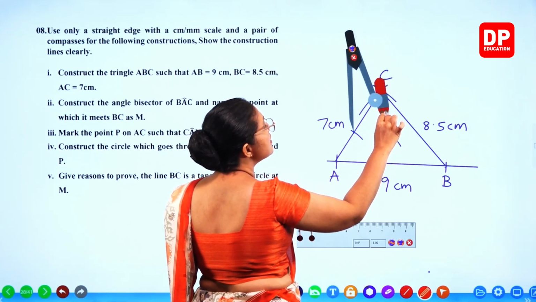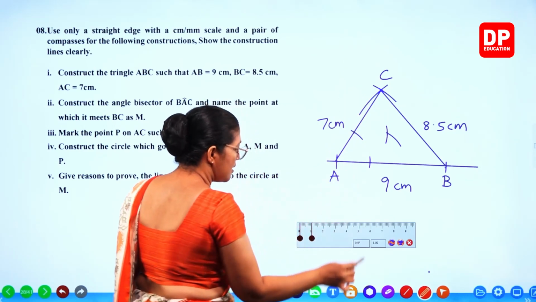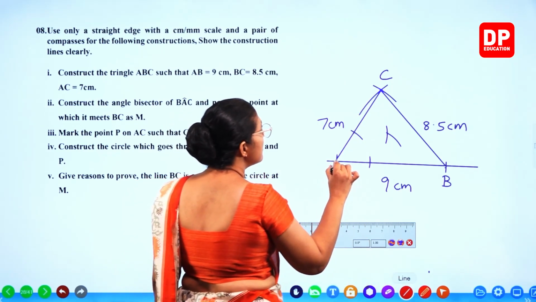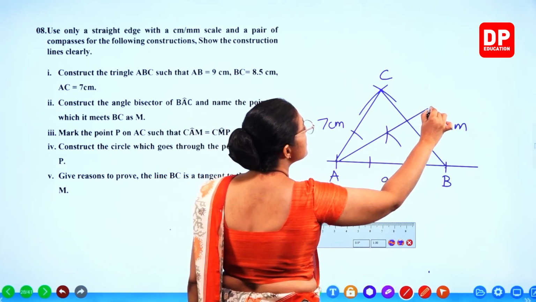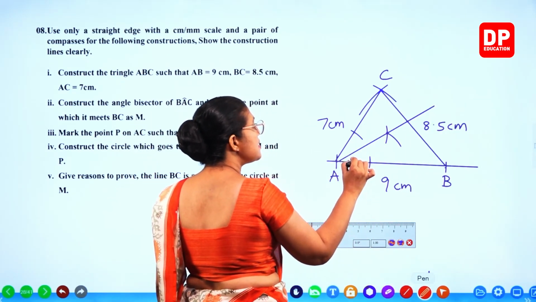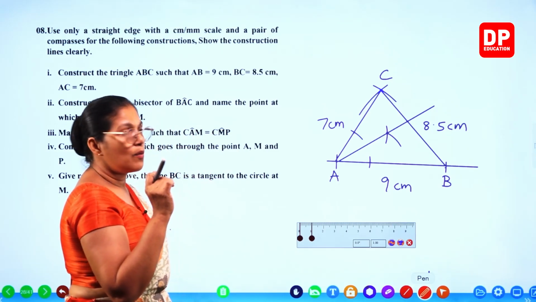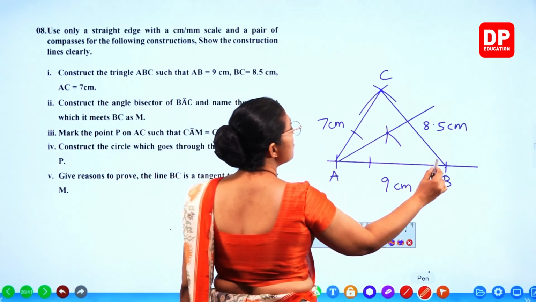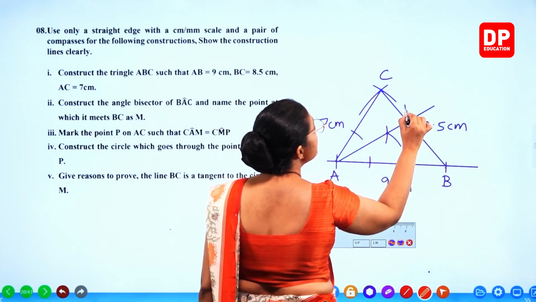So you get this intersecting point. Now you can connect the A point with the intersecting point. So that's the angle bisector. So that means this angle and this angle are equal. So the intersecting point with this BC line is M.